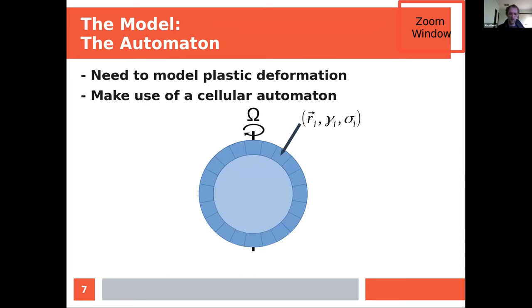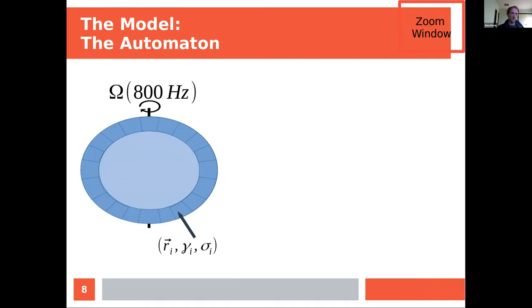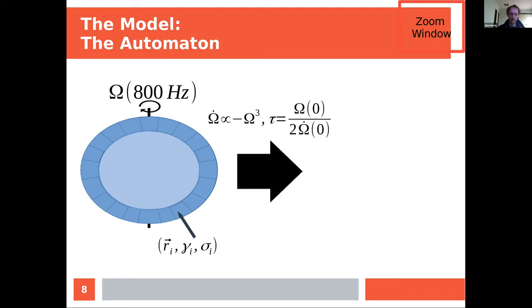And then we begin: we initialize the system spinning at some omega. For our system, we chose 800 hertz, but it can vary. And with some initial oblateness, and we assume it's initially unstrained, assuming it has just been born and just cooled. Then we decrement the angular velocity. Again, we are assuming an electromagnetic spin down, though it is ultimately rather agnostic.